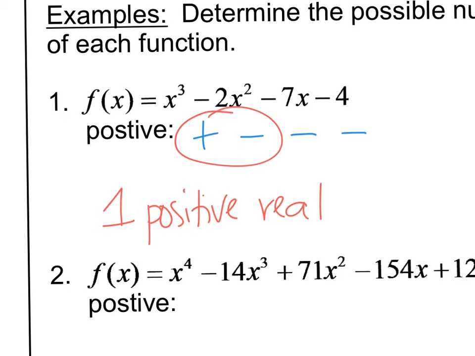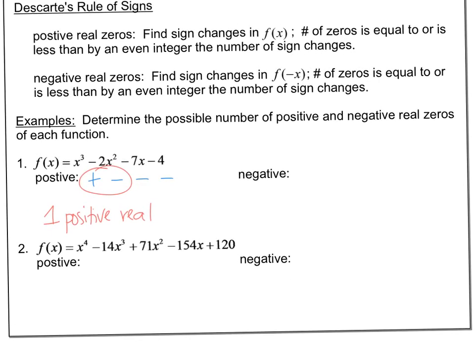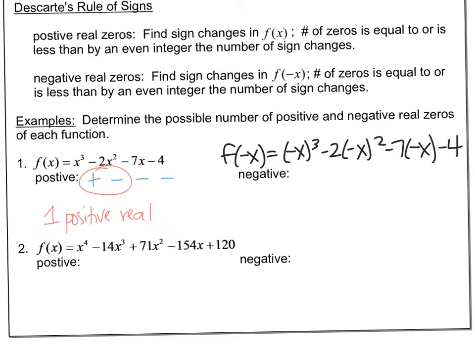All right, for the negatives, the first thing you have to do is figure out what f of negative x is. So you have to write it out. f of negative x is going to be negative x cubed minus 2 times negative x squared minus 7 times negative x minus 4. So the first one's going to become negative. The next one's going to stay the same, so it's going to stay negative 2x squared. With evens, they stay the same. Odds, they change. The next one should be plus 7x and then minus 4.